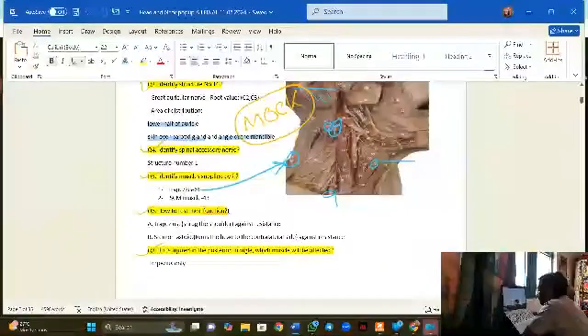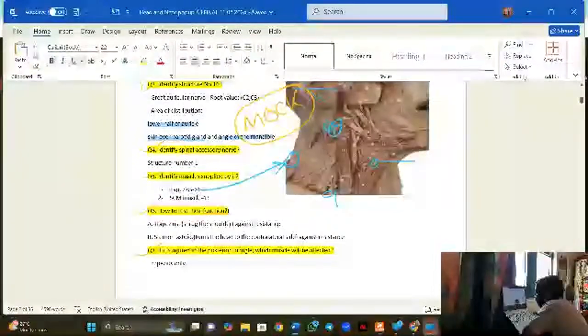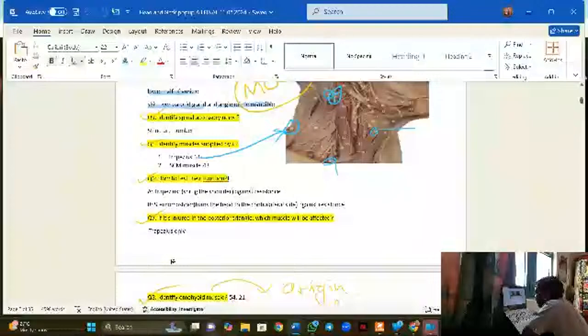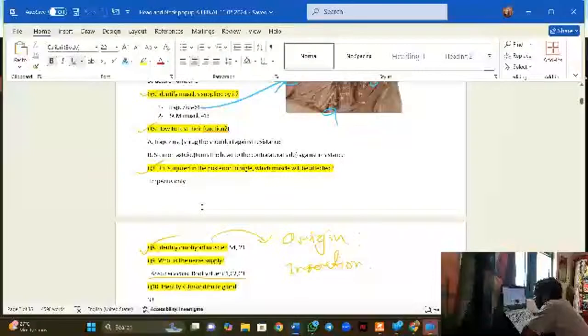Now turn the head to the contralateral side against resistance. If it is injured in the posterior triangle, which muscle will be affected? Trapezius only.